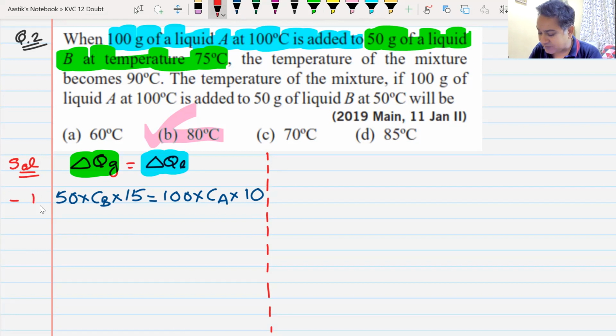Or you can use another way. Why do you want to calculate CB and CA? That is what we call smartness. I again use the same thing in the second case. This is case number 1. I again apply the same thing in the second case.